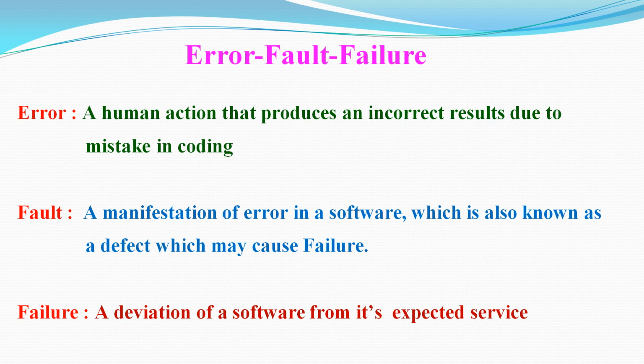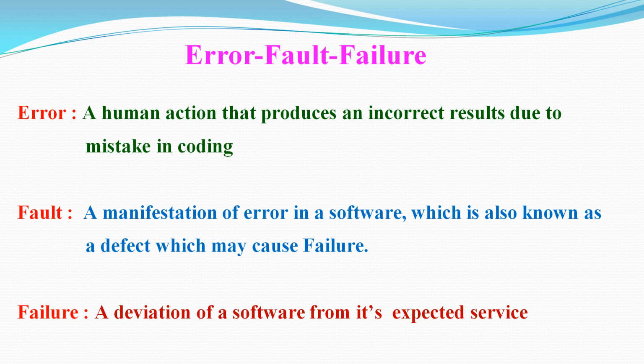So, why we got the fault? Just because of error in the software. That fault will cause a failure. So, what do you mean with a failure? Failure is nothing but a deviation of a software from its expected service. What it means? Because it is not performing the behavior according to the requirement. It is deviating from the requirements. A deviation of a software from its expected service.